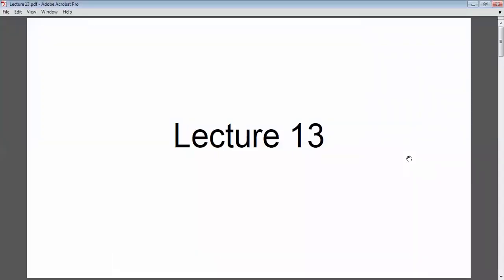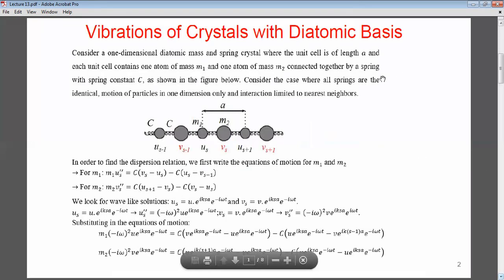Hello. So today we will continue our talk on crystal vibrations, right? In the last two lectures, we discussed the case when we have a lattice with only one atom basis. That is, all the lattice is made up of only one atom, whether it is sodium, iron, or gold. Today, we will discuss the case when we have two types of atoms. So we call it diatomic bases.